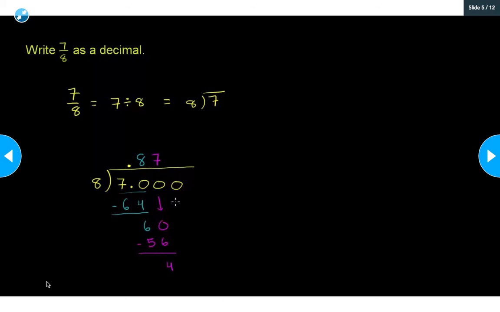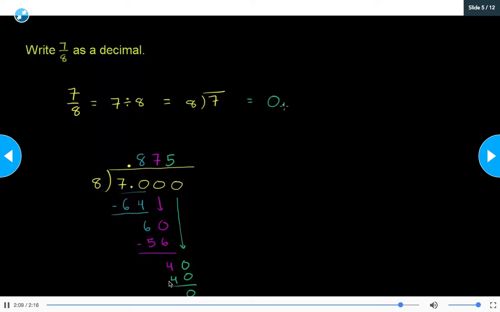And now we can bring down another 0 right over here. And 8 goes into 40 exactly 5 times. 5 times 8 is 40. And we have nothing left over. And so we're done. 7/8 is equal to 7 divided by 8, which is equal to 0.875. But I'll put a leading 0 here just so it makes it clear where the decimal is. 0.875. And we are done.